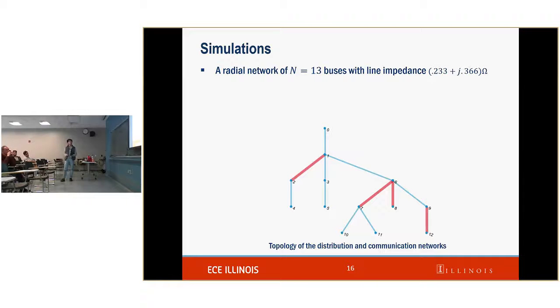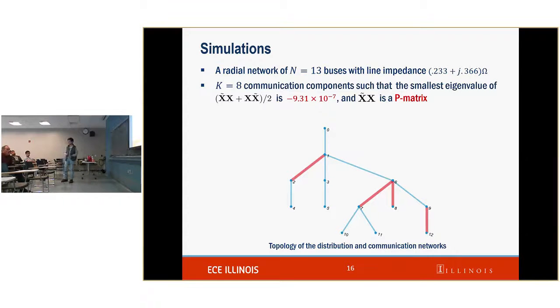We are considering a radial network with 13 buses and uniform impedance. The blue lines are the distribution networks, and the red lines are the communication networks. We can see that there are about 8 communication components in this case. If we calculate the smallest eigenvalue of this matrix, it's negative, but it has very small magnitude. And also, if we test all the principal minors of this matrix, it is indeed a P-matrix, meaning that the equilibrium in this case is unique.